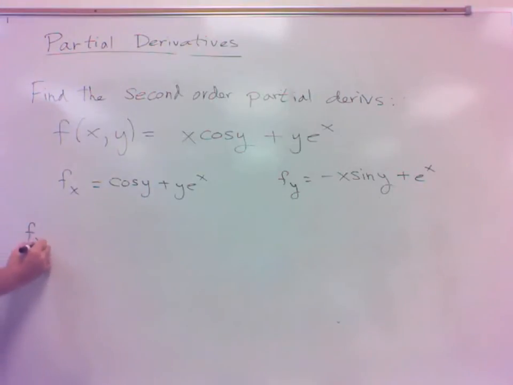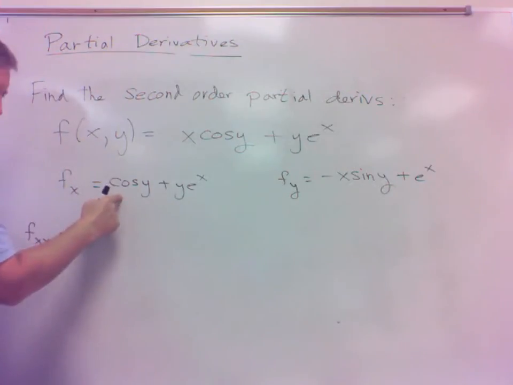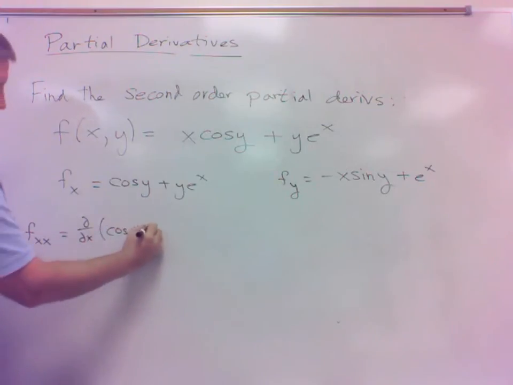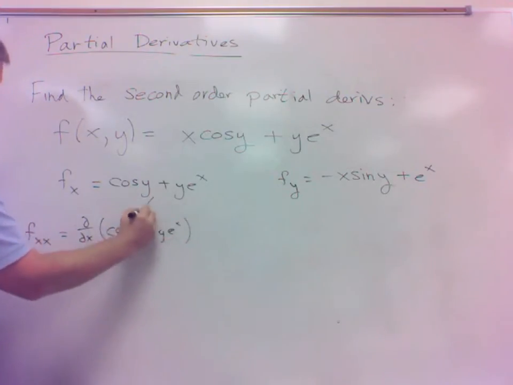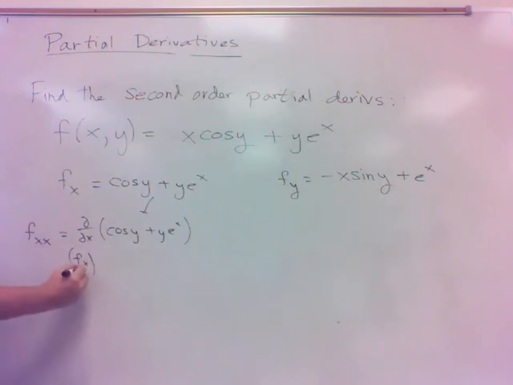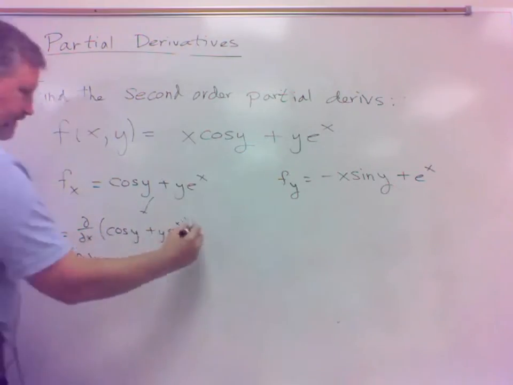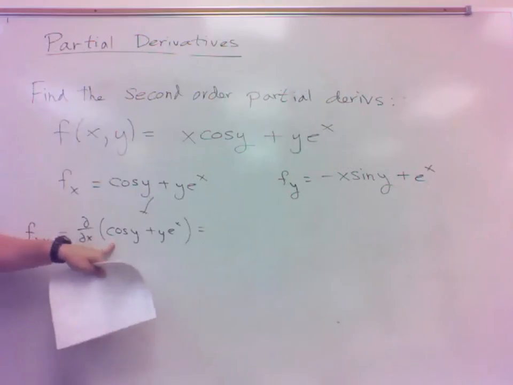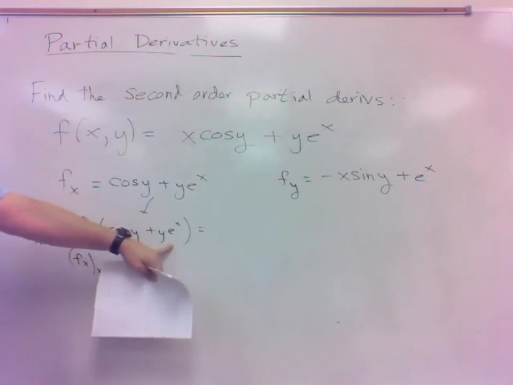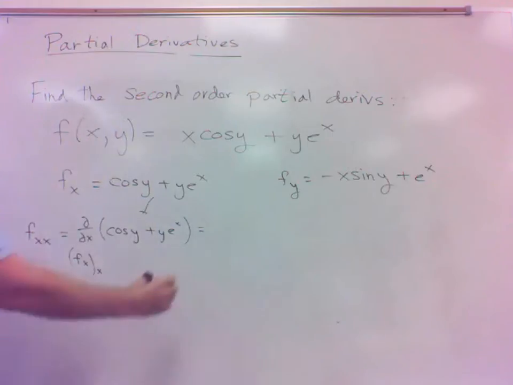Now, what would the partial derivative with respect to x twice be? Well, that would be the partial with respect to x of this one, right? Since it's f sub x, we do the partial with respect to x, and then do the partial with respect to x of that. Okay. Well, that doesn't have an x in it, so it's just a constant. So it's 0, and then that's still just y e to the x. Okay.